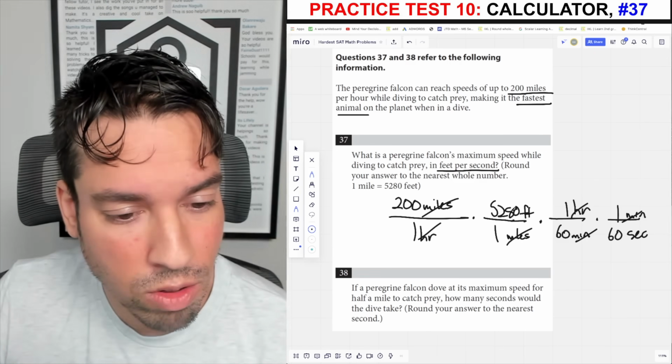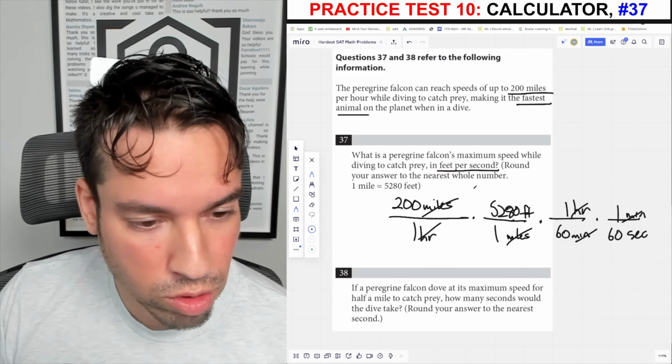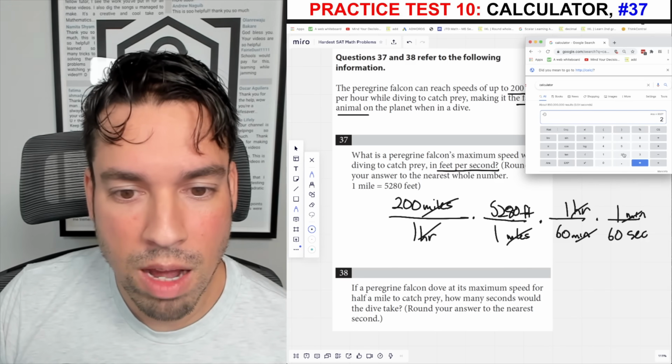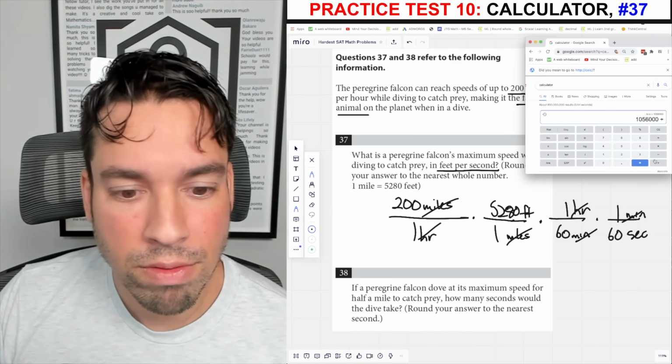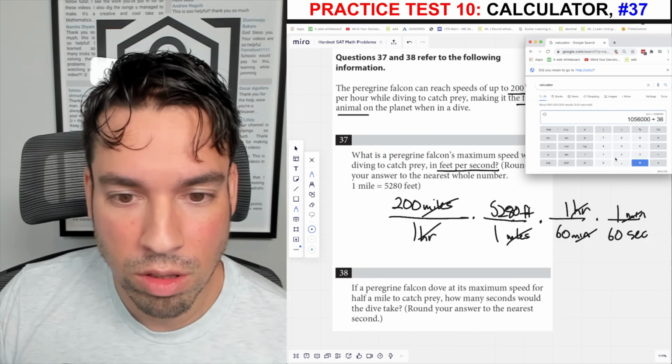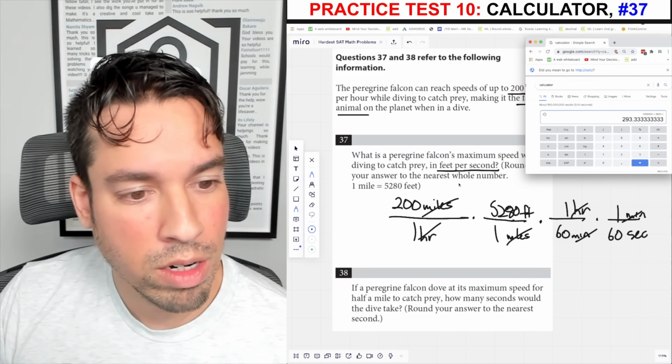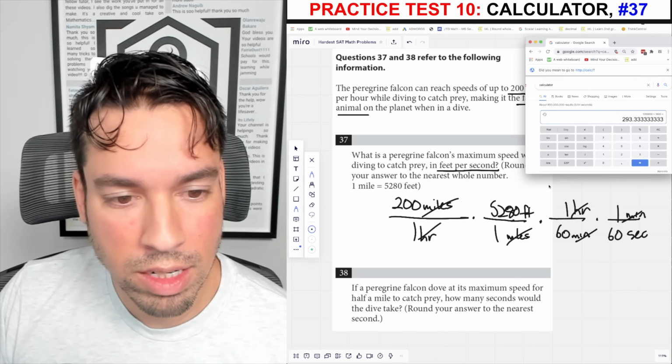That's why it's allowed. Now, of course, this is a calculator problem, so we're going to use our calculator as follows. On the top, we've got 200 times 5,280 divided by 60 times 60, which is 3,600. And the answer rounded to the nearest whole number is 293.